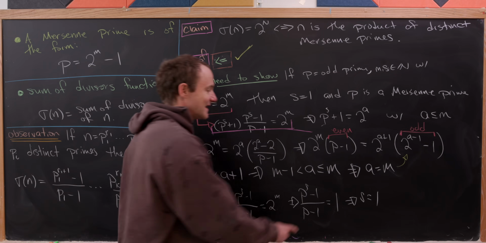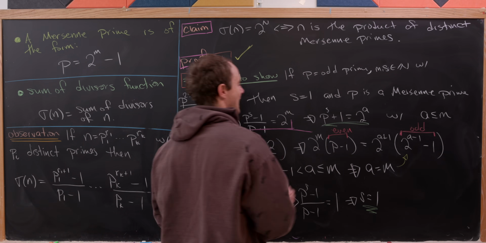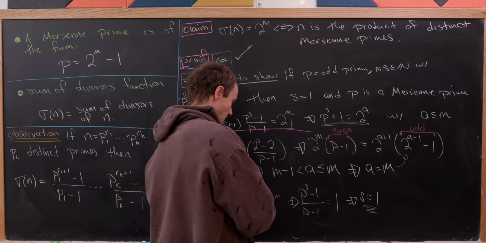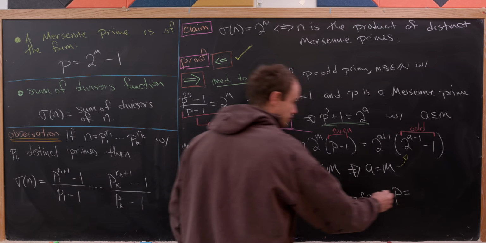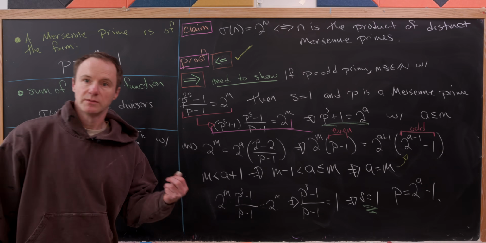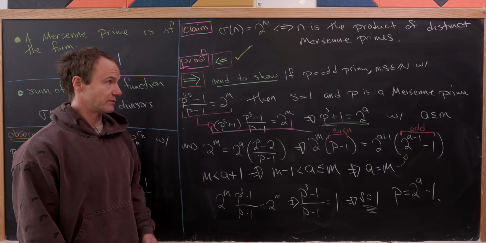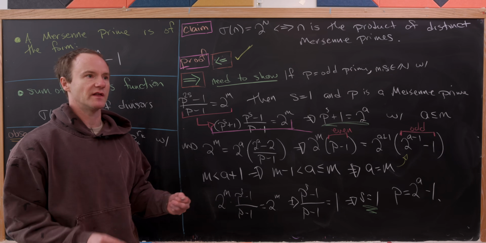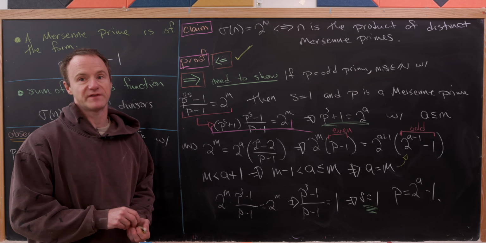But then we can take this s being equal to 1 and loop it back into our equation that's right there, and we'll see that we immediately have p is equal to 2 to the a minus 1. In other words, p is a prime of the form 2 to the a minus 1. It's a Mersenne prime. But let's recall that after all of the work we did before, that's all that was left to show to finish this thing off.